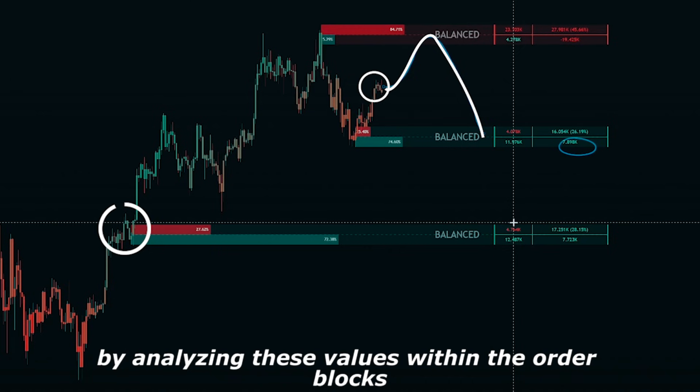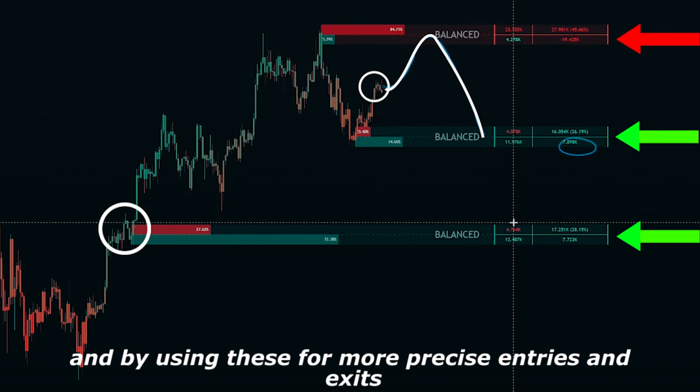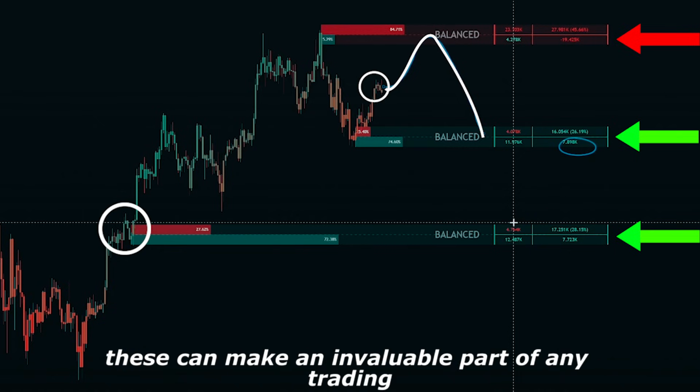By analyzing these values within the order blocks, and by using these for more precise entries and exits, these can make an invaluable part of any trading strategy.